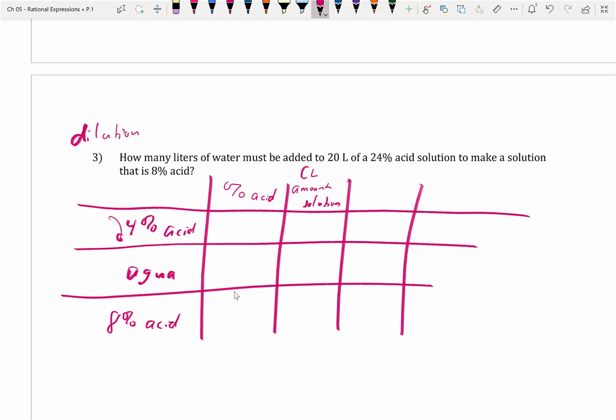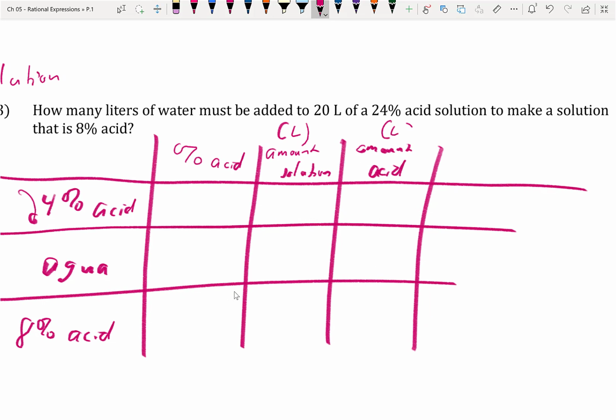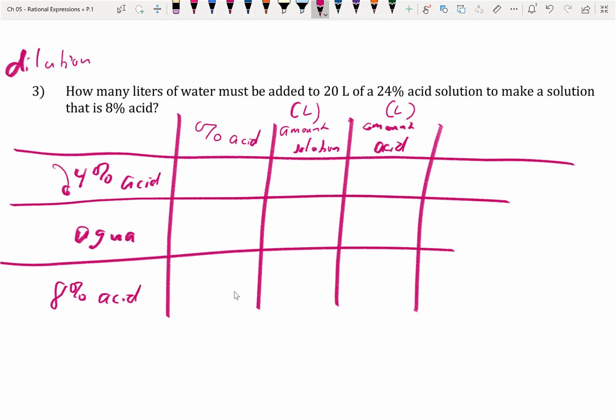And that's going to be in liters. And then the final one is the amount of acid, which is also going to be in liters. So if I take the percent acid and multiply it by the amount of solution, I should get the amount of acid that's present. That should make sense to you. You want to set these tables up so that the first two columns multiplied give you the third column. So this can be tricky, but it should make sense.